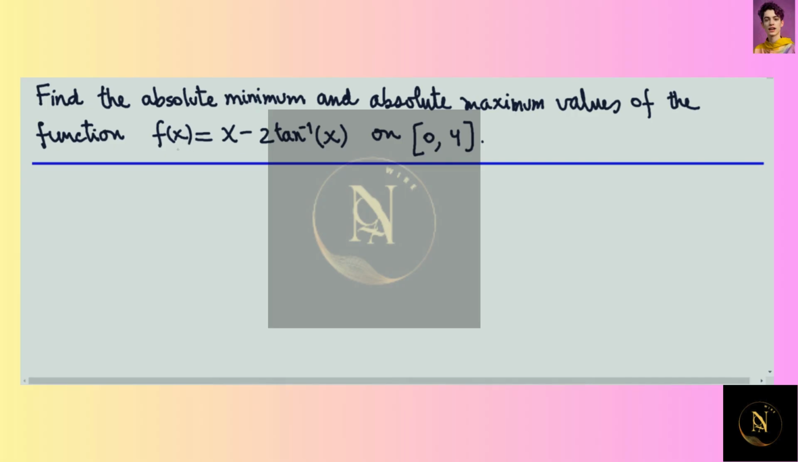So first we note that this function is continuous over the interval 0, 4, and that's because the function inverse of the tangent is defined and continuous on the real numbers, so it's particularly defined and continuous on the interval 0, 4.